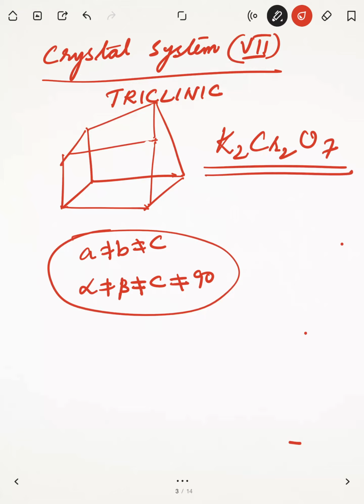Thus, there are 7 crystal systems. In these, only primitive is there. Only at the corners. No body center, no face center, no end centered, only primitive is there. So there are 7 crystal systems, and we can see what all variations in each crystal system.